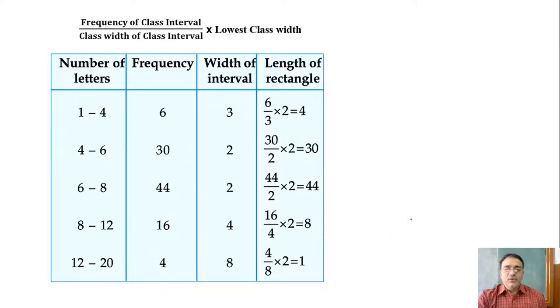Now we have to draw the histogram according to this adjusted frequency. The length of the rectangle should be this one, not this one. Okay, so we'll start with up to 20 is there. So we'll take 2 units for x-axis and 5 units for y-axis.